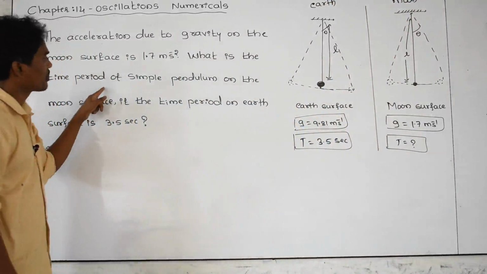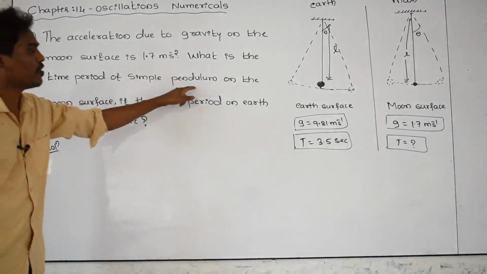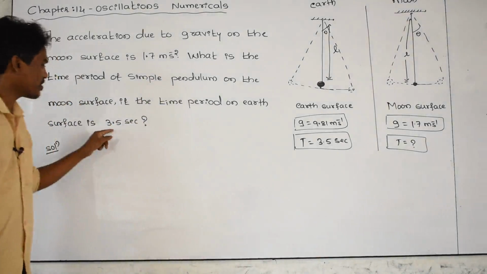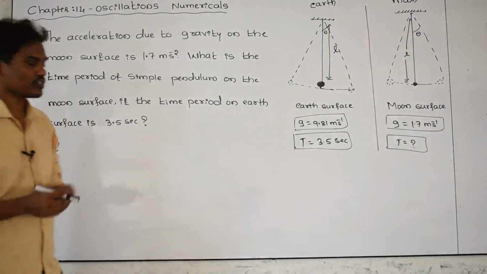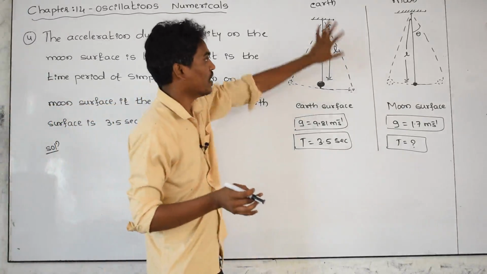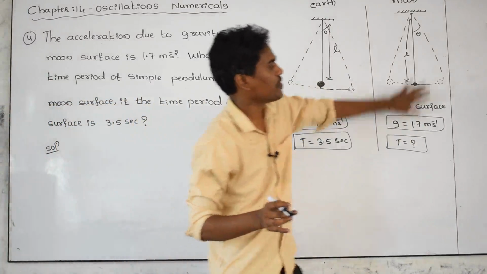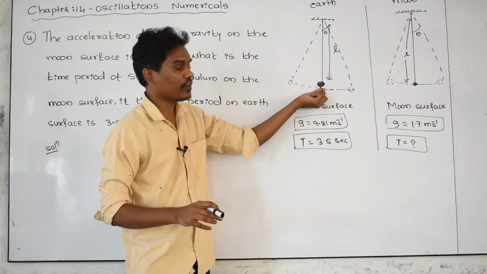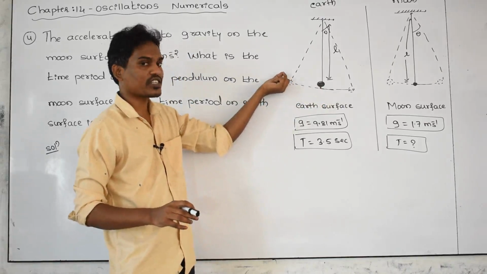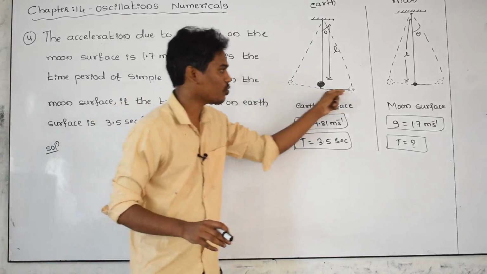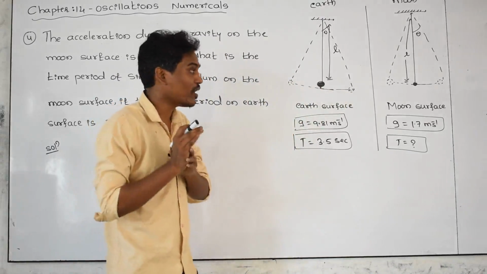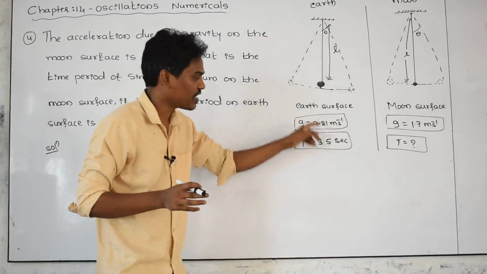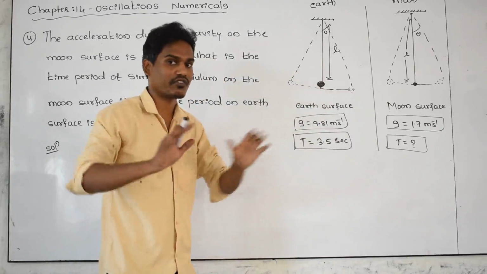And here, what is the time period of the simple pendulum on the moon surface if the time period on the earth surface is 3.5 seconds? What is the meaning of the question? Let us imagine this as the earth, and here it is the moon surface. Let us take that the pendulum is there. I am pulling the pendulum to a certain point and releasing. This is one cycle. To complete one cycle, how much time is this pendulum taking? That is 3.5 seconds on the earth surface.